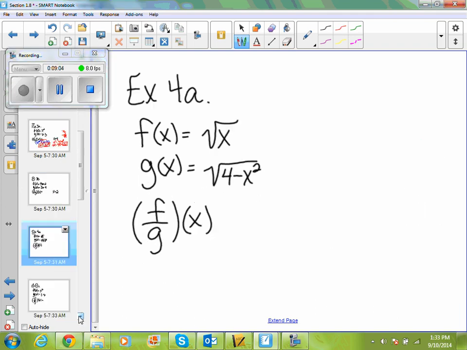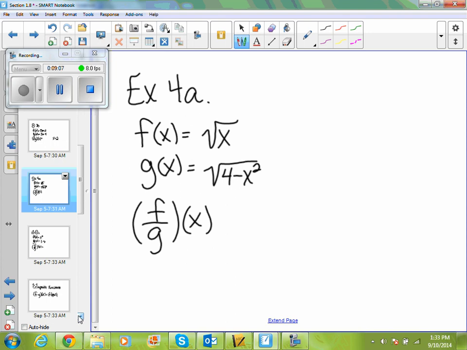Let's look at a dividing one, because we've got one more type of function we're going to look at. So a dividing function is where we have f of x equals the square root of x, and g of x equals the square root of 4 minus x squared. And we're going to divide those functions.